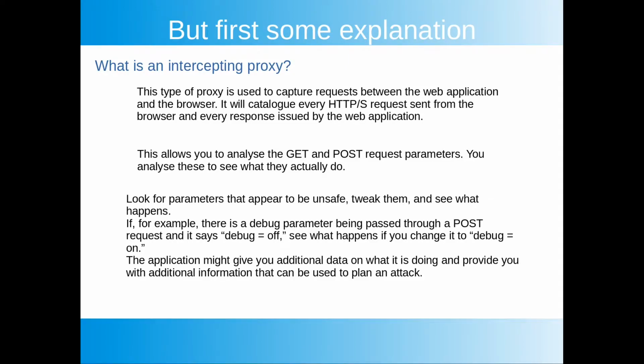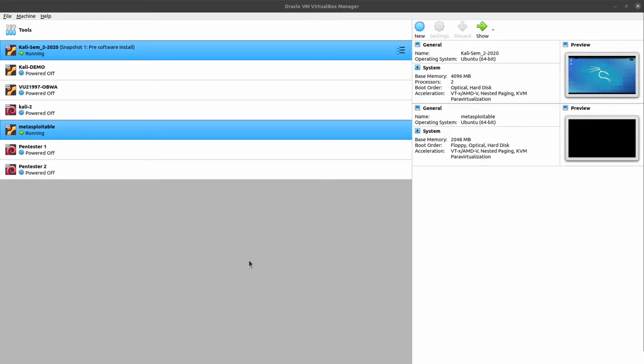For this demonstration, we're just going to use Burp Suite, which is installed on Kali. I have my two virtual machines. They're both running. We're using Kali and we're using Metasploitable. Metasploitable is going to be the vulnerable web server that we're checking on.